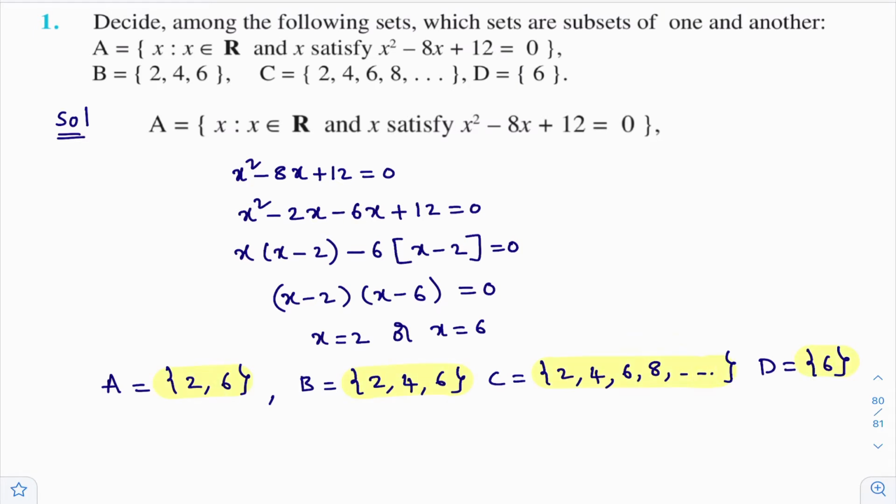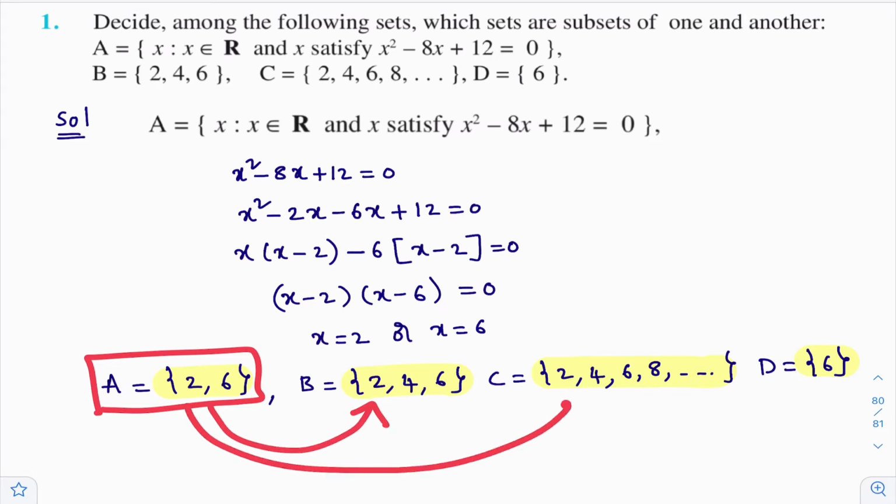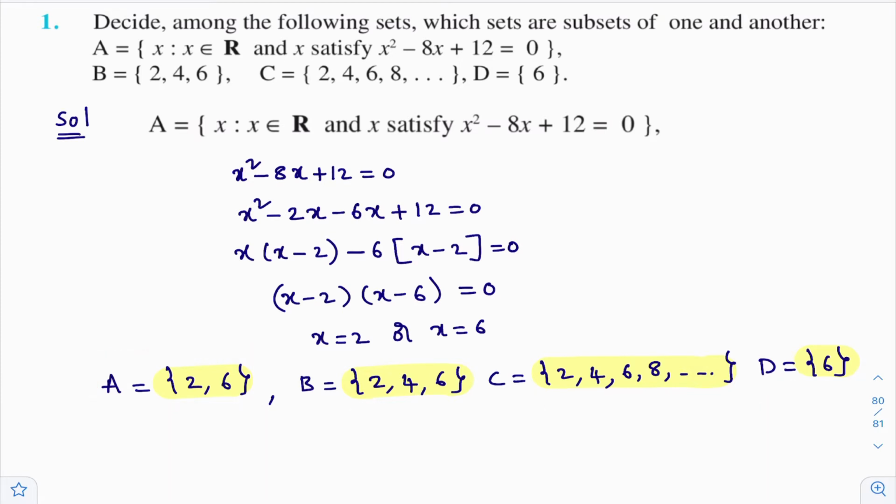Now what do you need to check? Which sets are subsets of one another? How will I check? First I'll take set A. I'll check whether A is a subset of B or not, A is a subset of C or not, and A is a subset of D or not. Later, I'll follow the same procedure for set B also.